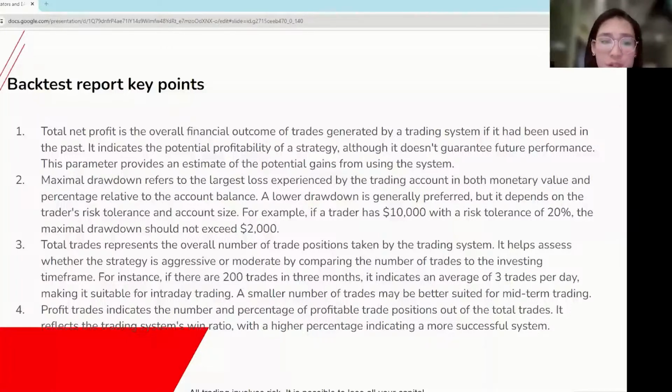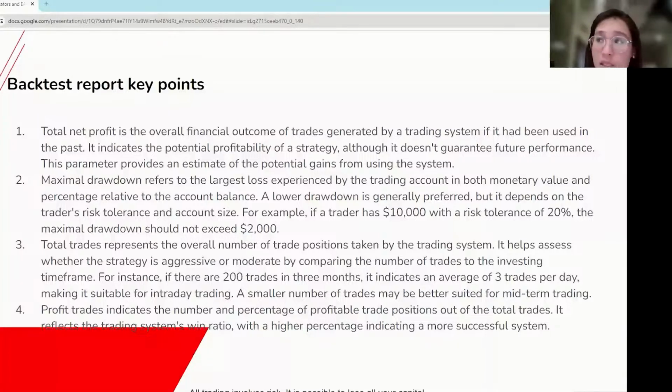Number 3 is total trades, and this represents the overall number of trade decisions taken by the trading system. So it helps to assess whether the strategy is aggressive or moderate by comparing the number of trades to the investing time frame. For instance, if there are 200 trades in 3 months, it indicates an average of 3 trades per day, making it suitable for intraday trading. A smaller number of trades may be better suited for mid-term trading.